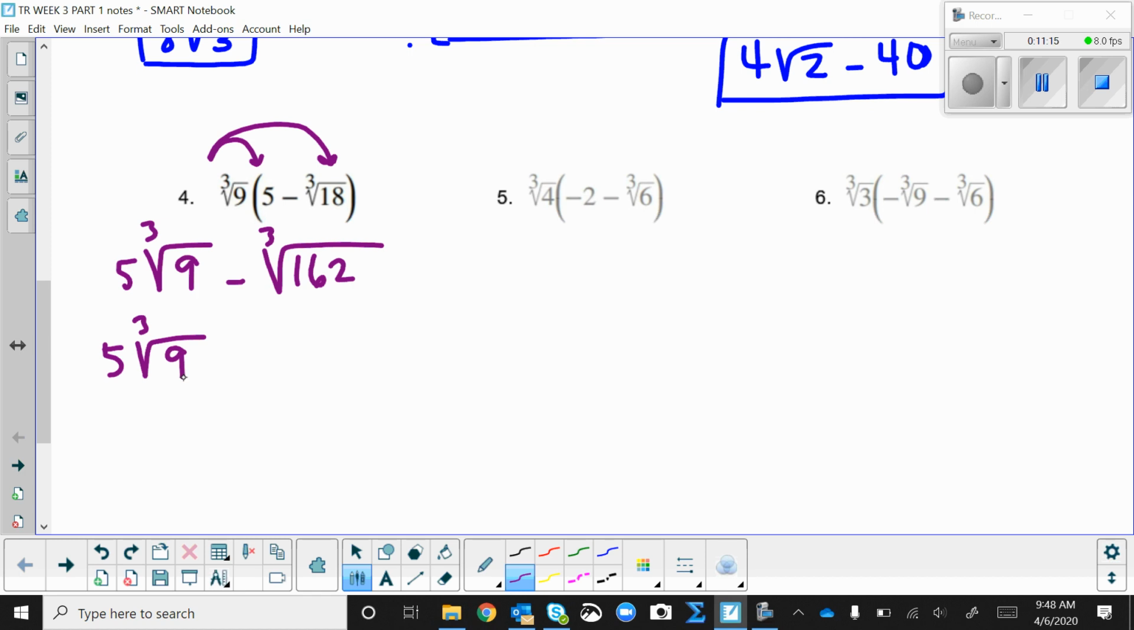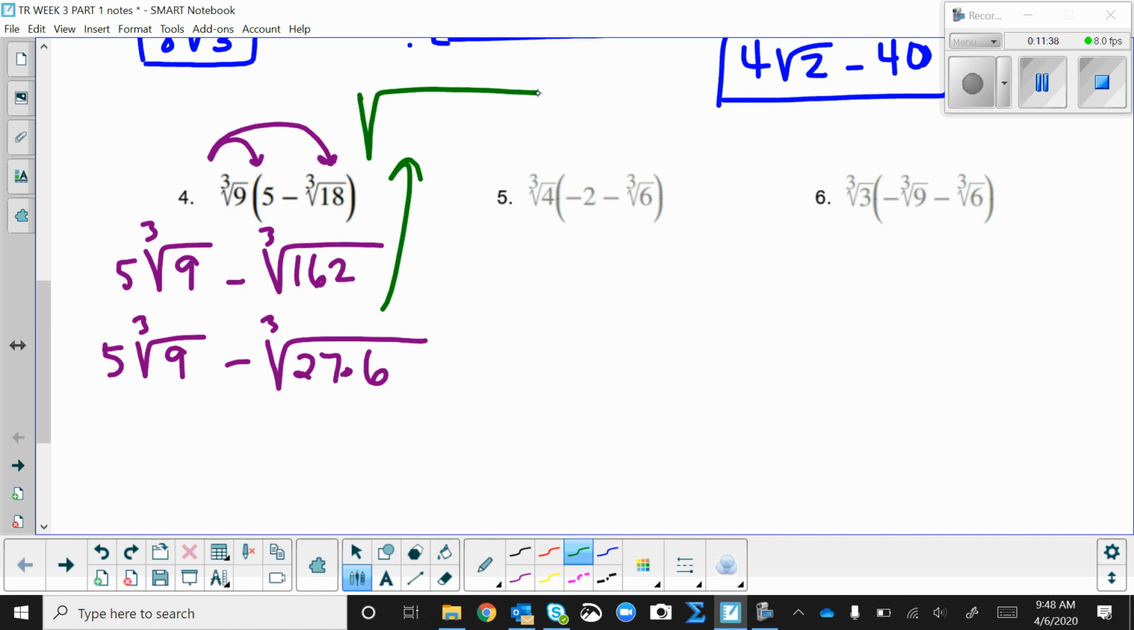But in the next radical, 162, there is a perfect cube in there, and it is 27. Again, if that isn't something that comes quickly to you, you don't have to do that ninja style. You can just do something like this. You can do your factor tree, and your factor tree would have given you 3 times 3 times 3 times 3 times 2. And you would have found this group of 3's that comes out, and this would have stayed inside. Okay?